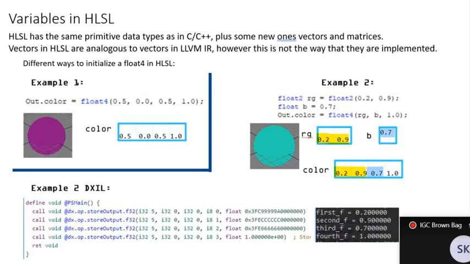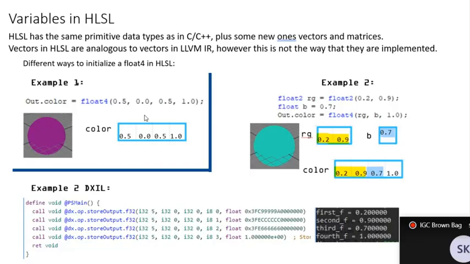Let's look at examples of variables in HLSL. So HLSL has the same primitive data types as in C, C++, plus some new ones, vectors and matrices. Vectors in HLSL are analogous to vectors in LLVM IR, meaning tightly packed variables. However, this is not the way that they are implemented. So here are different ways to initialize a float4 in HLSL. We can initialize it using just float4 and the different values. So this is the red channel, the color. This is the blue channel, the green channel, and the alpha channel, which is responsible for transparency effects.